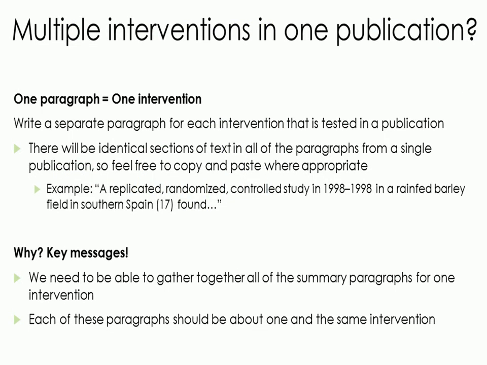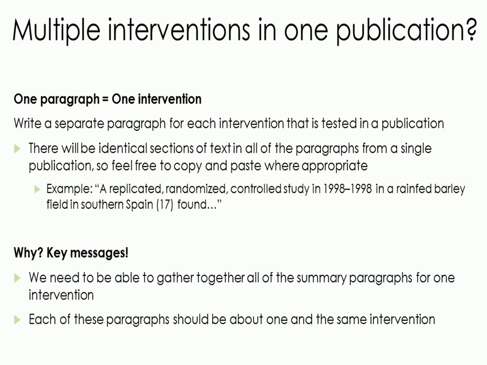Okay, so what do you do if there are multiple interventions in one publication? You were looking through those abstracts earlier today, and you said, okay, here's the intervention. But what if there are actually multiple interventions? What if not only did they mow, but they also burned, and you're interested in mowing and burning? What you'd want to do is write a separate paragraph for each intervention. Ultimately we're going to get all of the paragraphs on mowing and all the paragraphs on burning, put them in separate places, and extract the key messages on those. And it's okay if a lot of those paragraphs are identical.